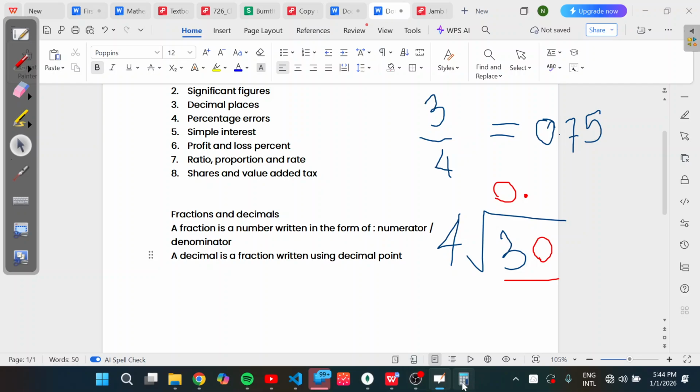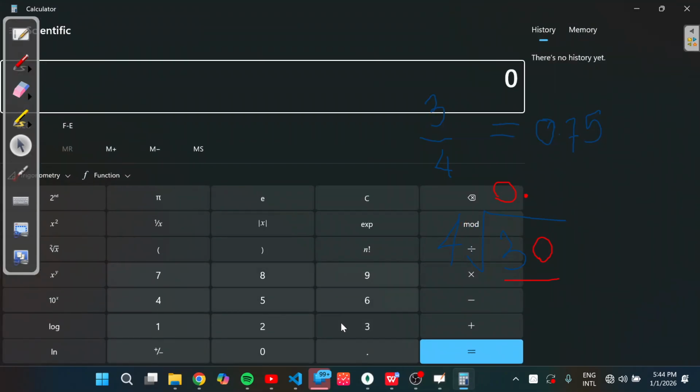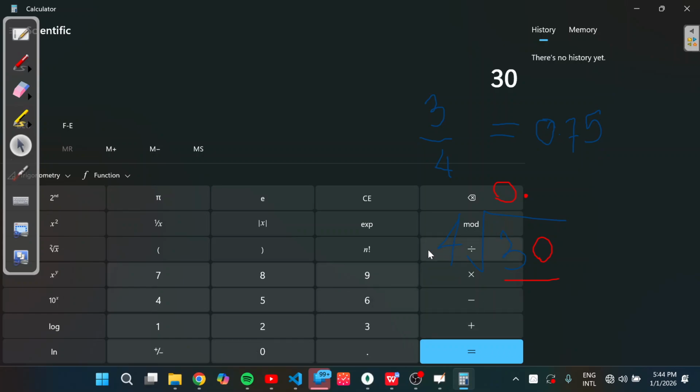Let's actually use a calculator. 30 divided by 4, and it's saying 7.5, but we can actually just do this, because 4 times 7 will give you 28, and that's the closest one to 30. But if you go a step further and say 5 times 7, that will give you 35. So, sorry, 4 times 8 actually.